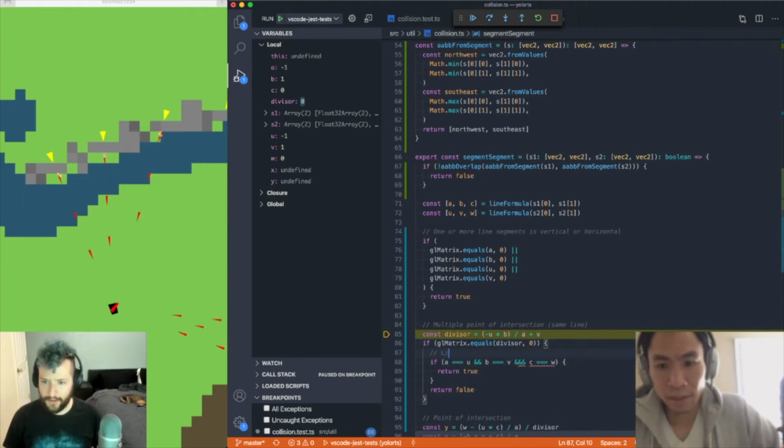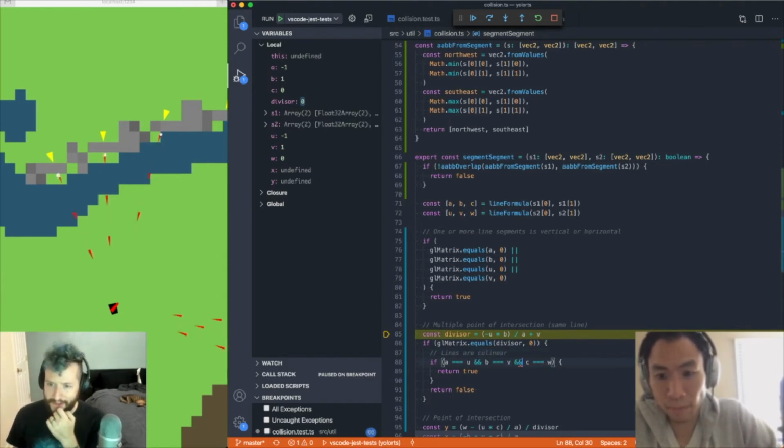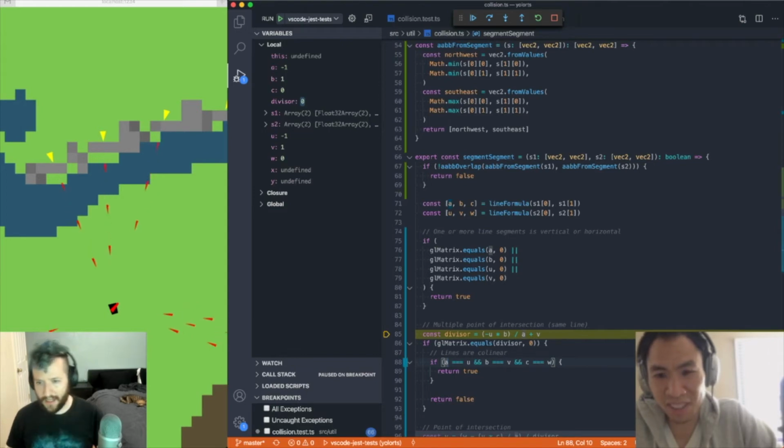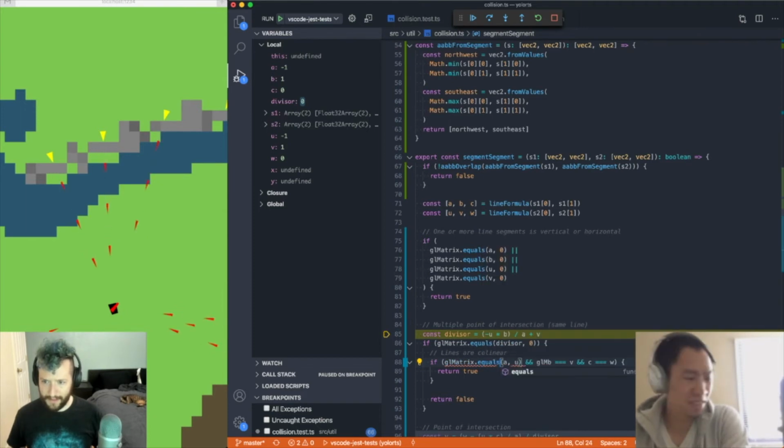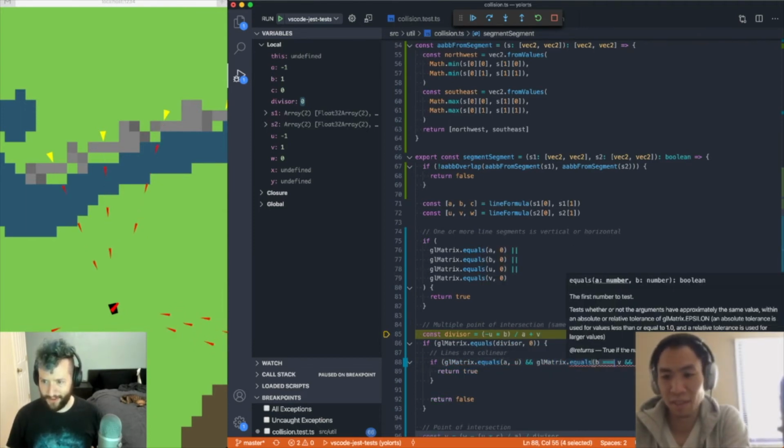Lines are collinear. So I'm putting this in there. I'm also not totally convinced it's correct yet, but do we want to do glMatrix.equals here as well? Yeah, why not? Just in case there's some jitter. Yeah. And so, oops. I'm not sure if this is correct either. Yeah, I'm kind of willing to live with it for a second and see if our collisions are super weird though. Yeah.